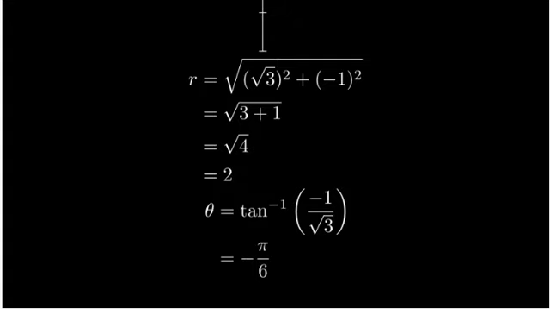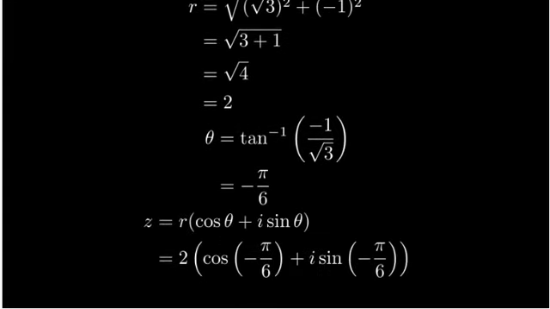Now we can write our complex number in polar form. It's r times cosine theta plus i sine theta, which is 2 times cosine of -pi/6 plus i sine of -pi/6. To find the sixth power, we can use de Moivre's theorem.